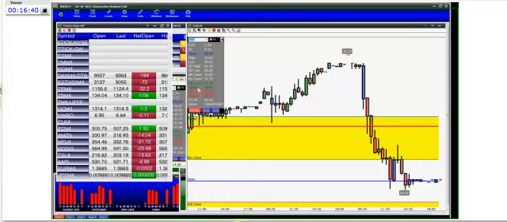Twitter, I wouldn't touch it with a 10-foot pole. Now here's a stock that I would touch. Anybody familiar with that one? I'm long that stock right now.